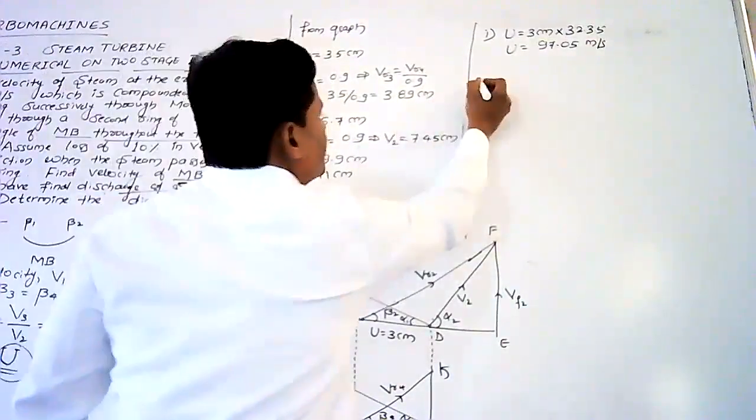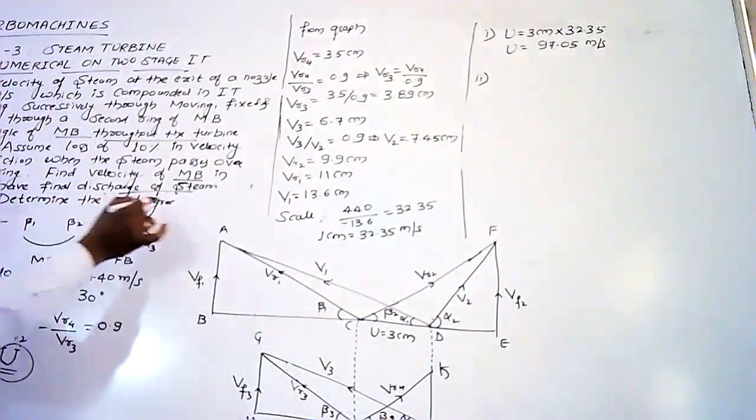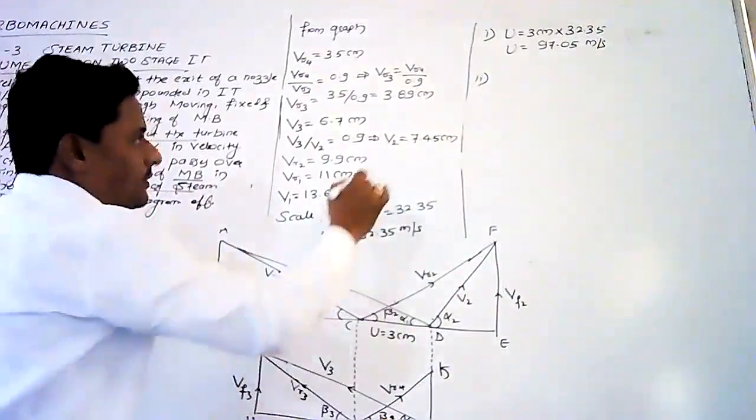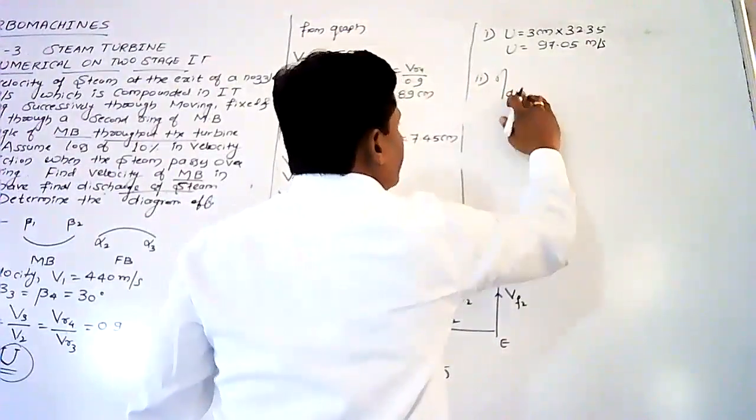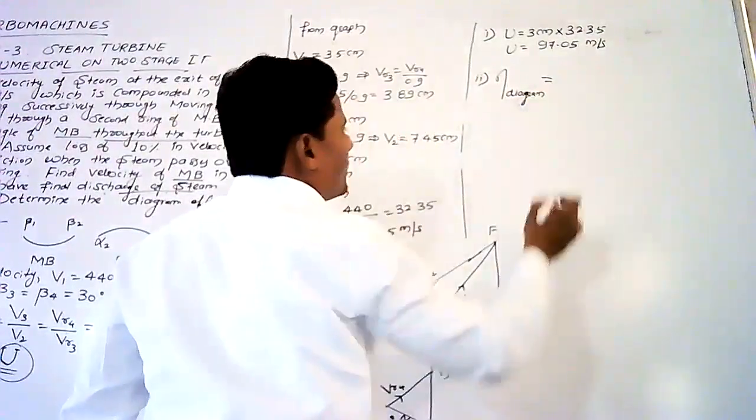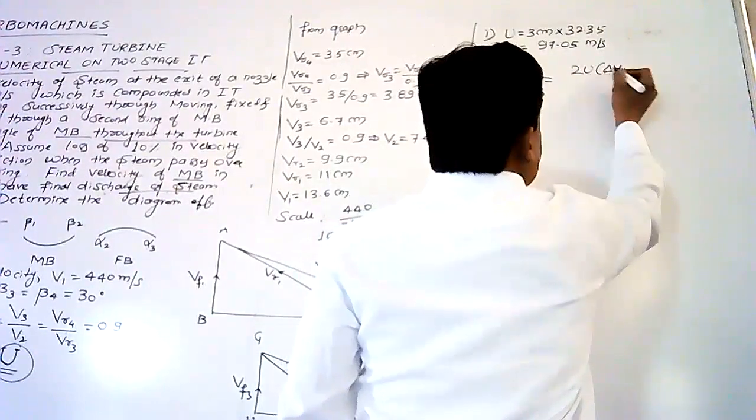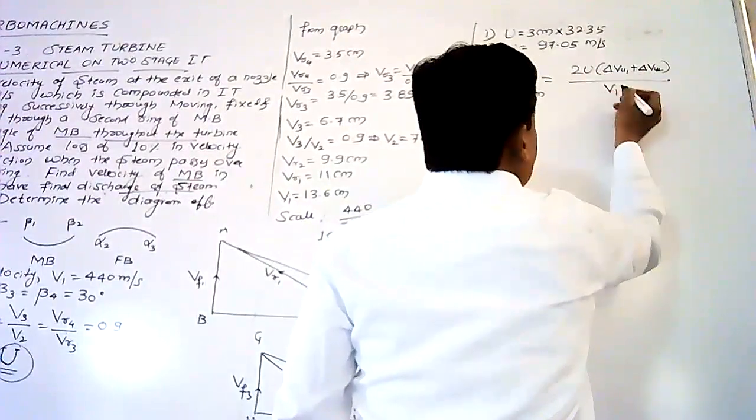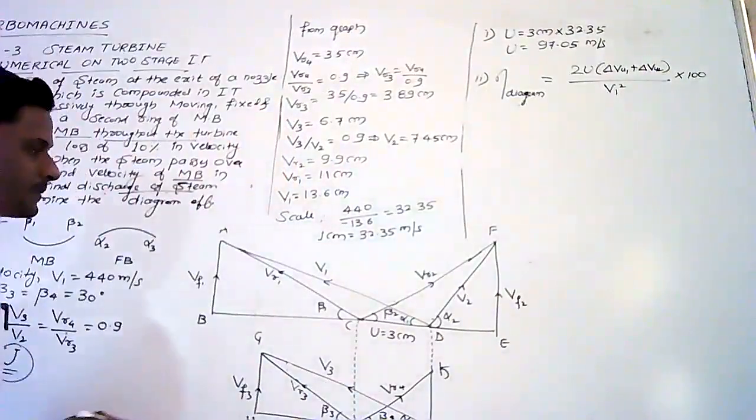The next bit is he asked us to calculate the diagram efficiency. The diagram efficiency is given by the formula 2u into delta VU1 plus delta VU2 divided by V1 square. And of course, we can multiply with 100 here to get the efficiency in terms of percentage.